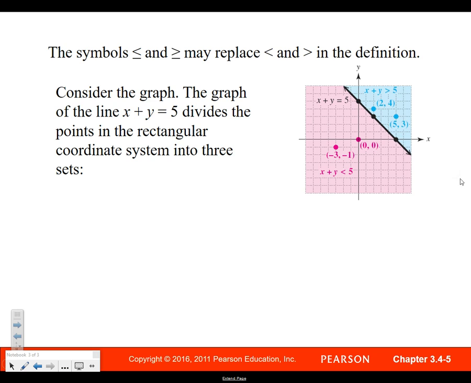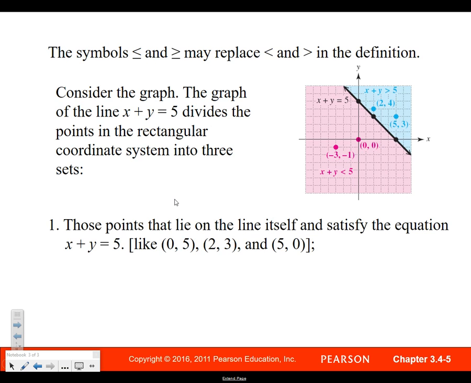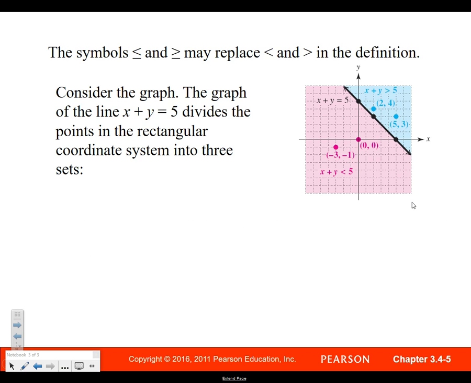One way that you can do this problem, let's say you want to use the two-intercept method. Let's call it x plus y less than or equal to 5. I'm going to show you one way you can do this. I'm going to use the two-intercept method because it's in standard form, right?